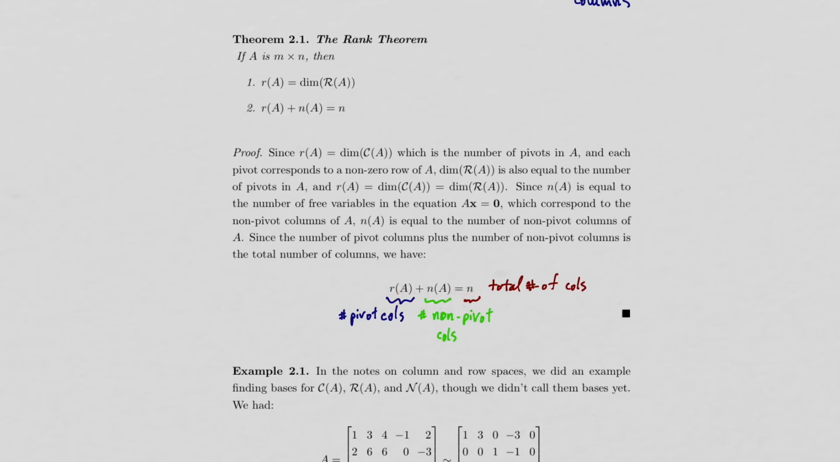And we can use this in obvious ways. If I'm given a matrix, I can just observe the number of columns. If I know the rank, then obviously I can figure out the nullity, and vice versa. If I know the nullity, I can obviously figure out the rank. So the rank theorem basically says, if you know either the rank or the nullity, you get the other one for free.